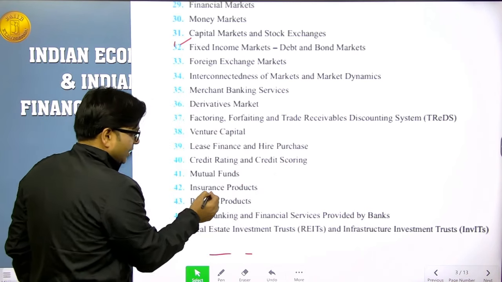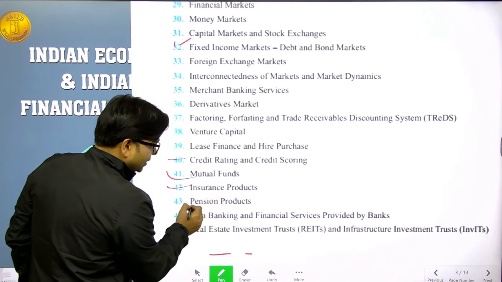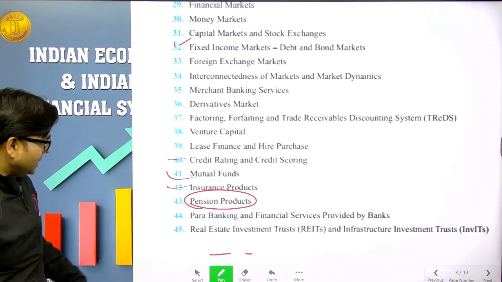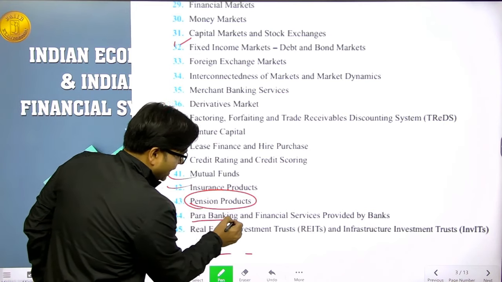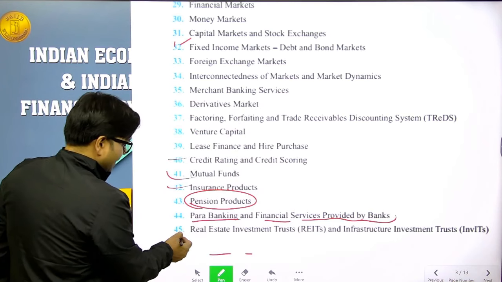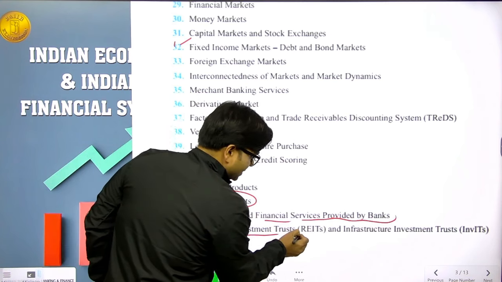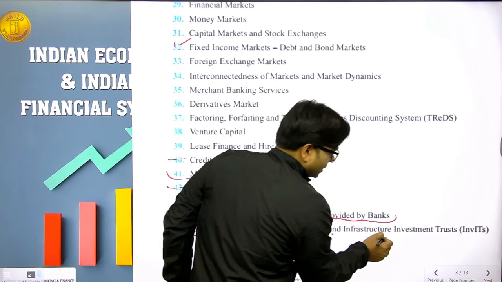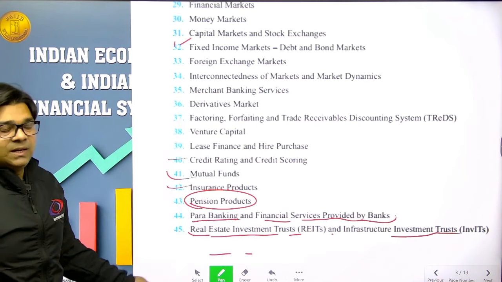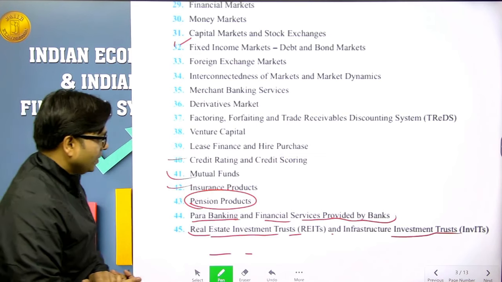Mutual fund, insurance product, mutual fund, pension product. This particular topic has been newly added. And para banking and financial services provided by bank. And the last one is the new topic, which is real estate investment trust and infrastructure investment trust. This is also one of the new topics that had been included in Indian Economy and Indian Financial System.